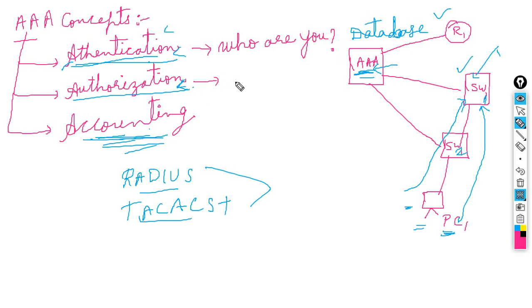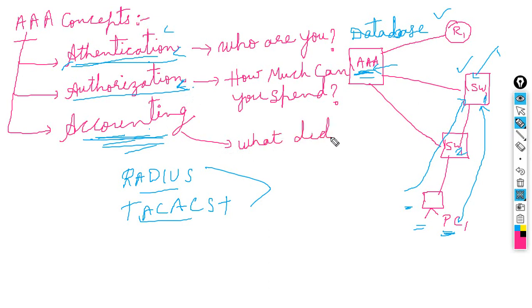Authorization means how much you can spend. If you have $100 in your bank account, you can spend only $100. That is authorization. Whatever permission you have, you can do only that configuration. Accounting is what did you spend, whatever you have done. In simple terms, this is our bank statement.